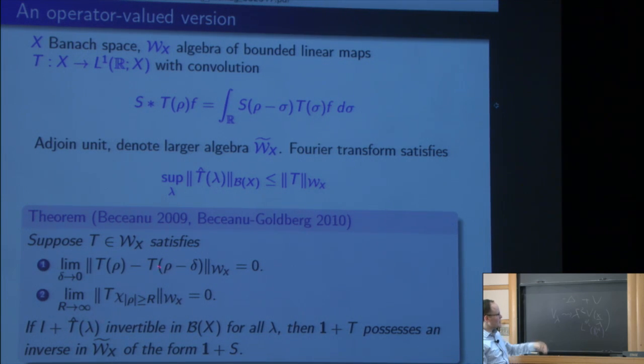And so the abstract Wiener theorem, the way it appears here on the slide, is from the paper of Beceanu and Goldberg in CMP in 2010. You have a uniform modulus of continuity under translation in this algebra, which has the obvious norm, right? It's just the norm as bounded linear maps from X to L1(R^d; X), and vanishing at infinity. Then if the identity plus the Fourier transform is invertible as a bounded linear operator on X, then you can solve the convolution problem. All right? Then 1 plus T has an inverse in this algebra. All right?